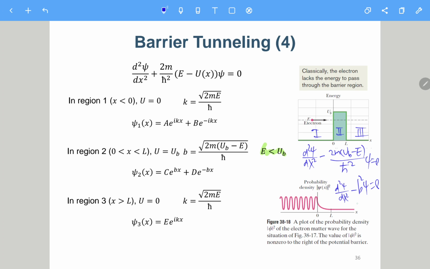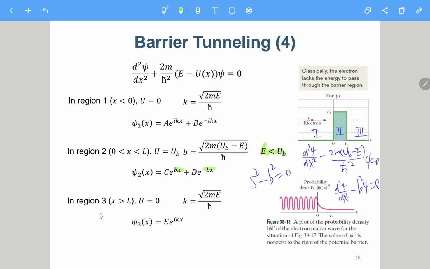If you try to solve this one, you have s squared minus b squared equals 0, so s equals plus or minus b. We don't have i here. This is positive, a real solution, distinct real solutions. s equals plus or minus b rather than j times something. So we have C times exponential to bx plus D times exponential to negative bx, like this. You need to pay attention to these two terms.